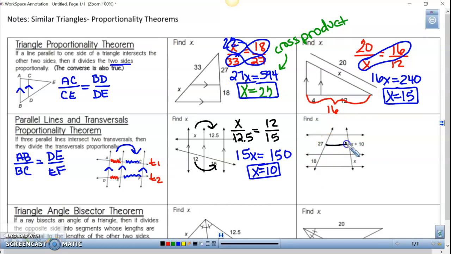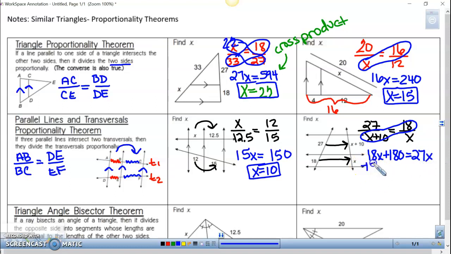So now I could do this one. You could also go this way and set up, okay, 27 over x plus 10 is going to be equal to 18 over x. So we have to be careful here. We have to do a little bit more distributing right here, and that's going to give me 18x plus 180. So don't forget to distribute that 18 to both parts.